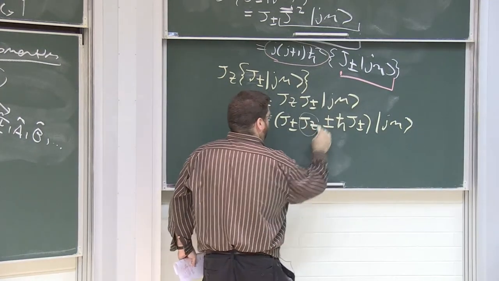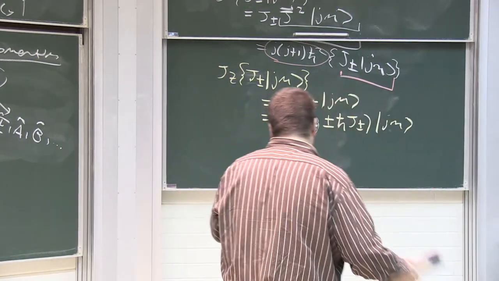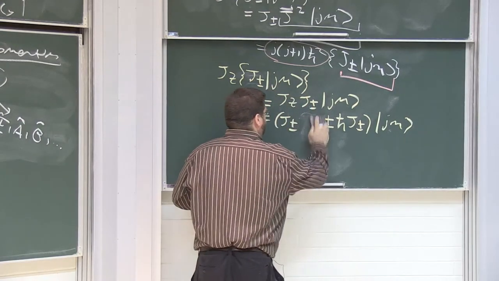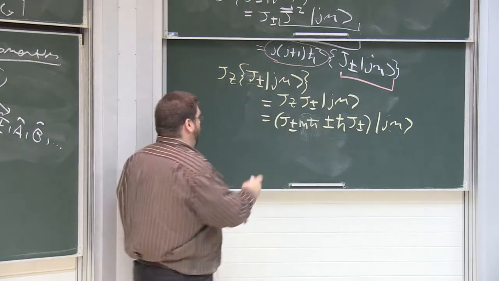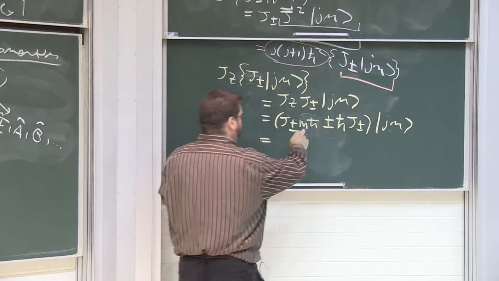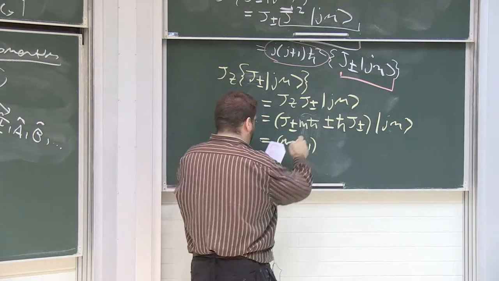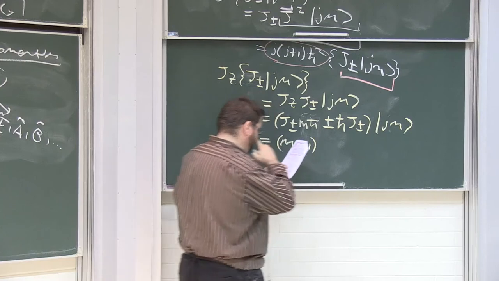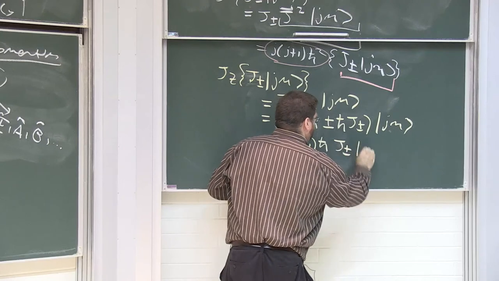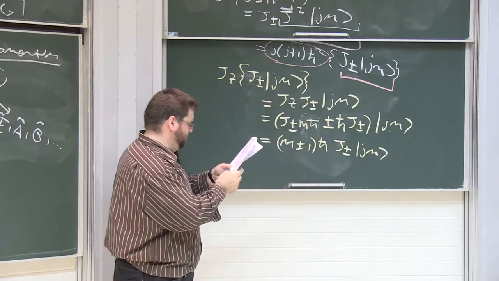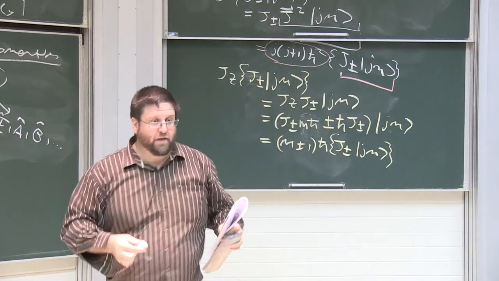Now, when JZ acts on this, we know what happens. You pick up M ħ. So I'm going to rub this out and replace it with M ħ. So let's factor out this M plus or minus 1. And what we're left with will be, so M plus or minus 1 ħ is factored out, and you're left with J plus or minus JM, which I can put in braces. And now we're going to underline with our chalk again.